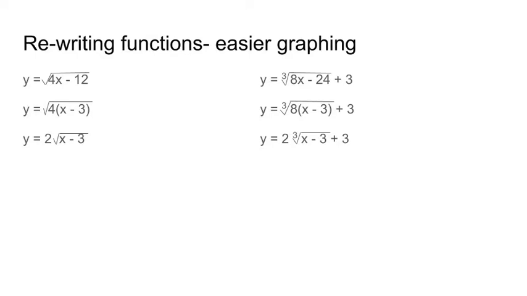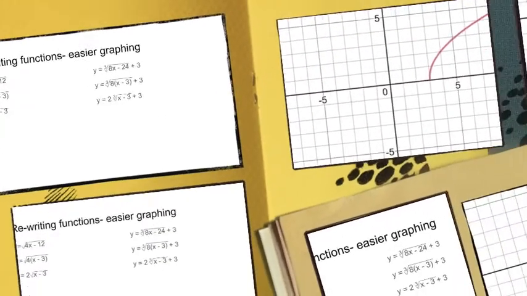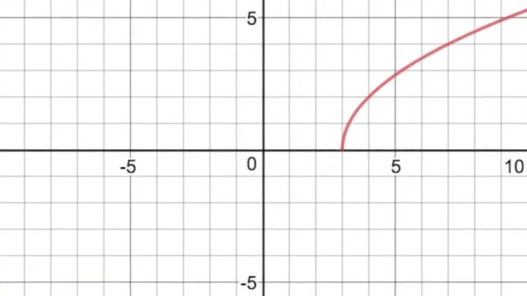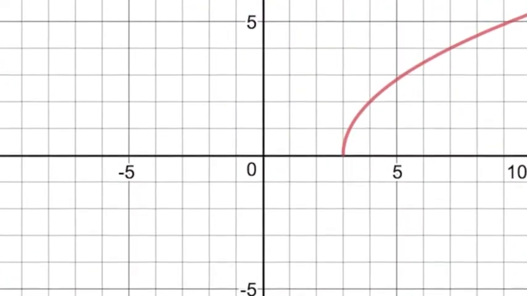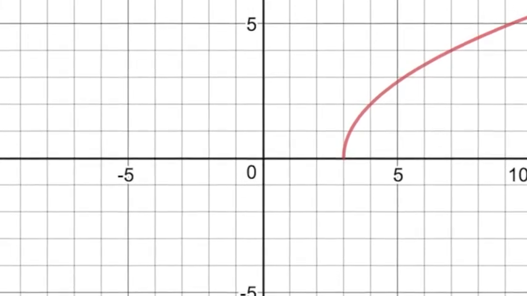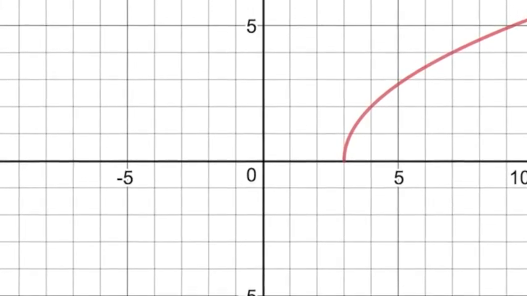And now that we have that rewritten, it's a lot easier to graph, because I know that it's going to grow a little bit faster at a rate of 2 instead of at a rate of 1, and I can move my starting point to the right 3 units. So why don't we check out that graph and make sure that's accurate. And there we have it, right 3, and look at the growth rate, a little bit faster than if the a out there was just 1.